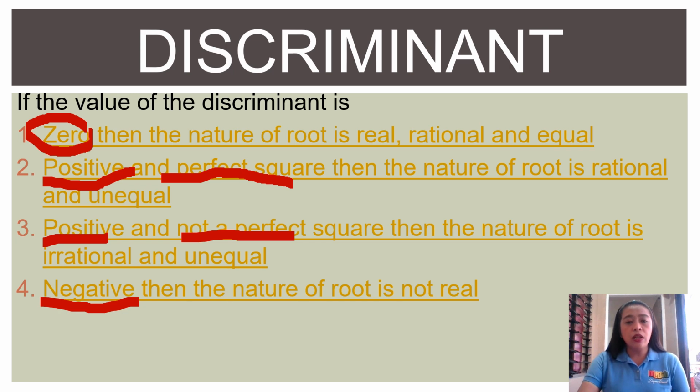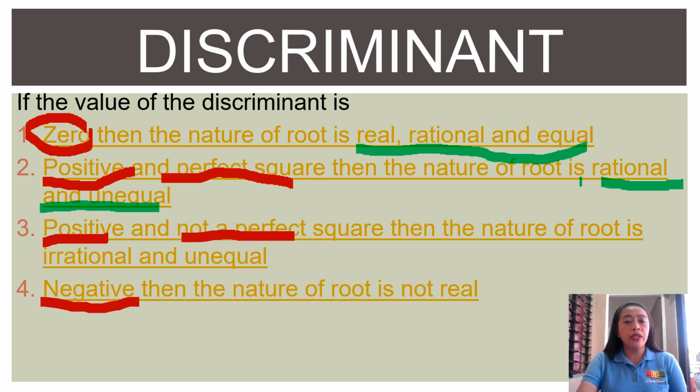So if the result is 0, we're going to have the first nature, which is real, rational, and equal. If the result is positive and a perfect square, that means the nature is rational and unequal. If the result is positive but not a perfect square, that means it is irrational and unequal. Finally, if the result of the discriminant is negative, that means the nature of root is not real. So let's have the examples.